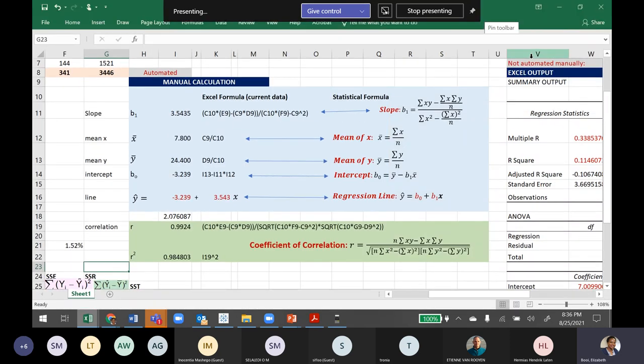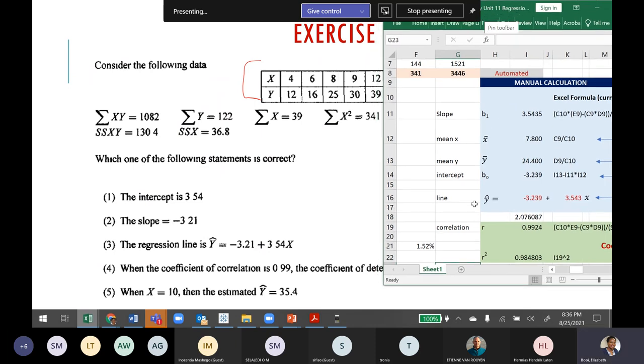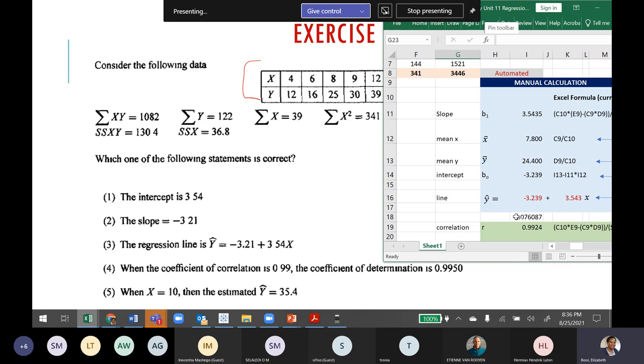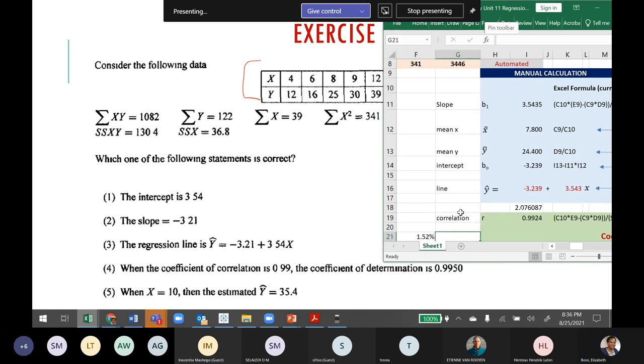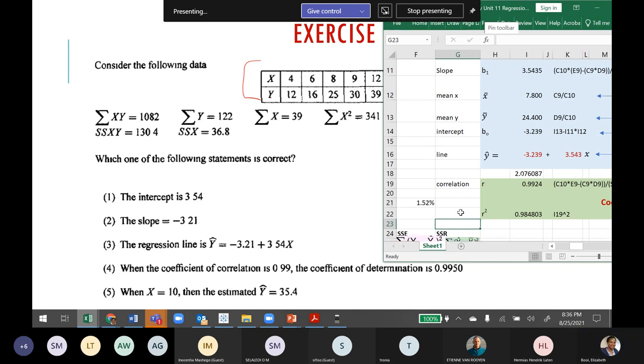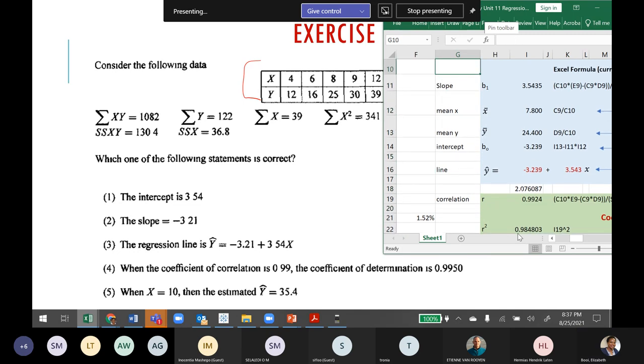Sorry about that. Not sure if you are able to see all the values.